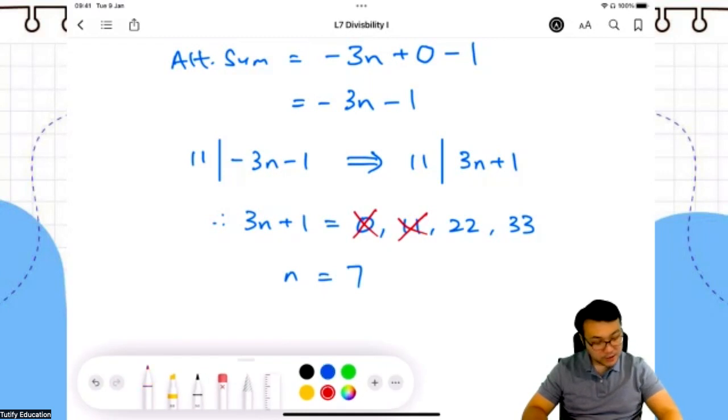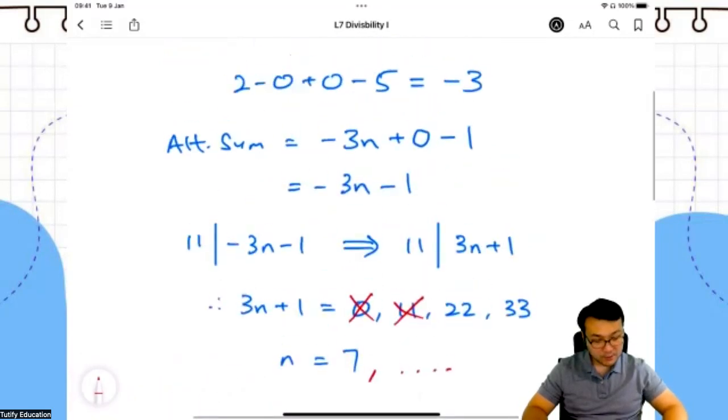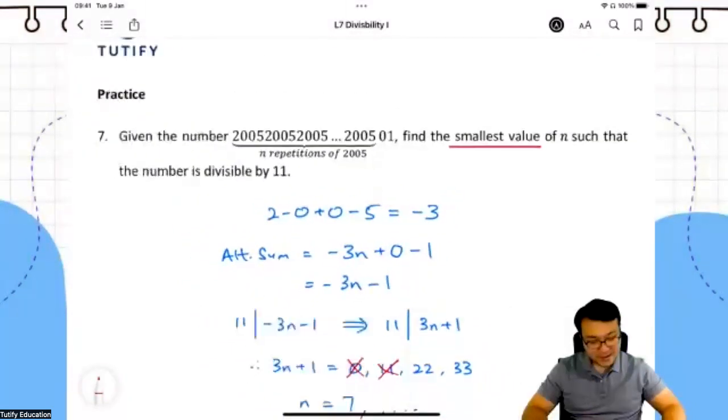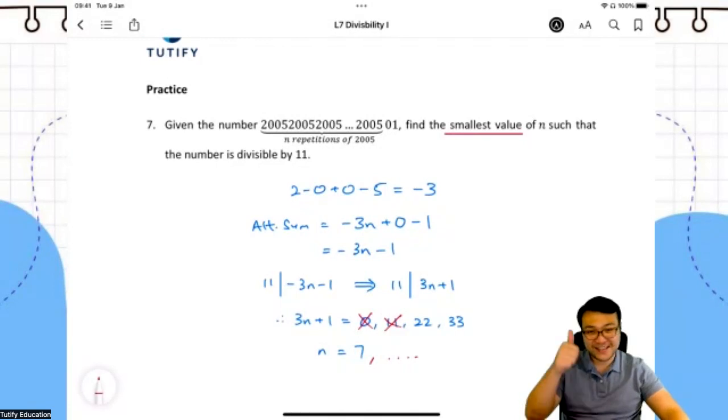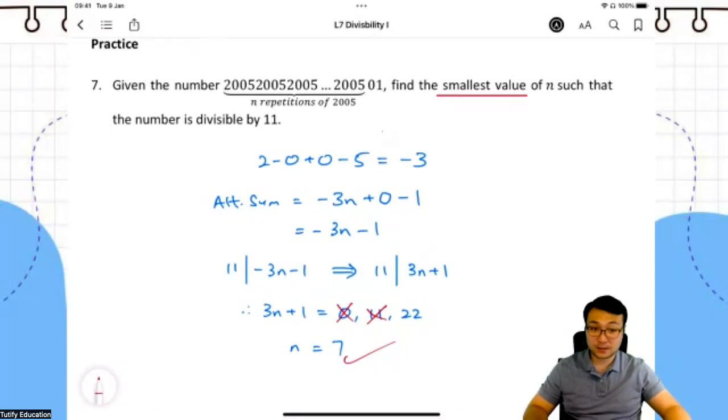But should I continue to try for 33, 44, 55? Should I continue to try? No. Because there might be more values of n. Do I need them? No. Why not? Because they say to find the smallest value of n. Correct. Very good, Claudia. Well done. You got it. So students, there we go. You don't even need to try number 33. You got n equals to 7. Any questions? Raise your hand.